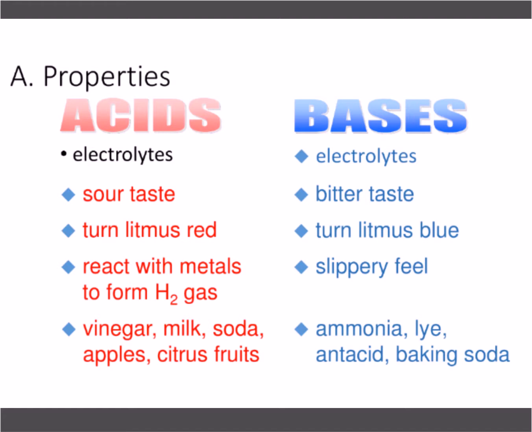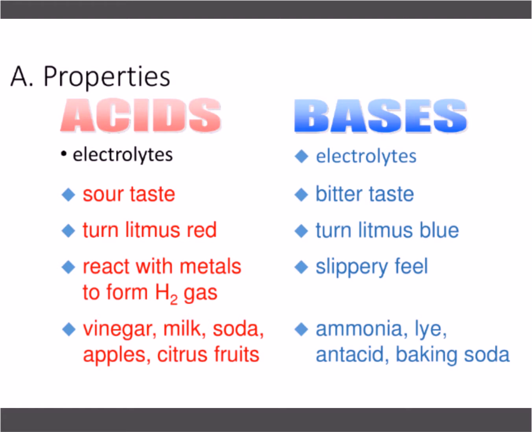Acids have a sour taste. Bases are bitter. Acids turn litmus red. Why do you think I have red up there for all the acid stuff? And bases turn it blue, which is why they're blue up there. Acids will react with metals and form hydrogen gas. That is something very unique to acids, whereas bases will feel slippery to the touch. And then there are some examples listed there.